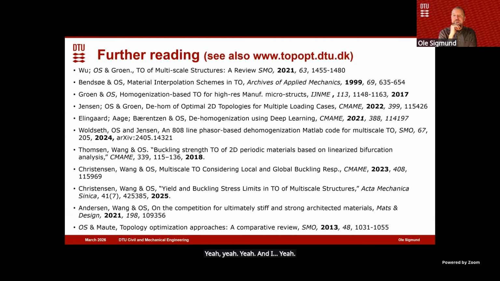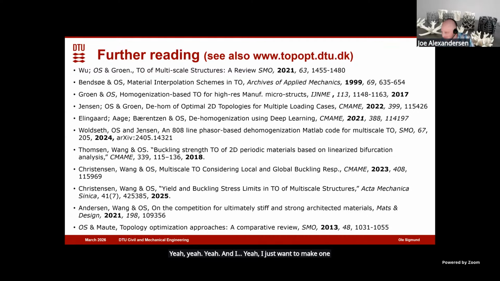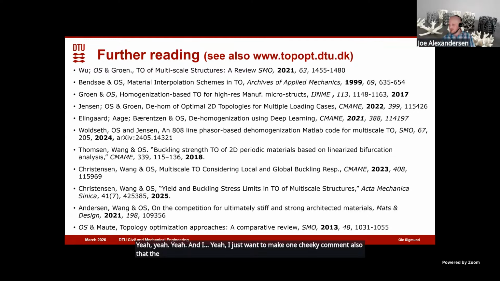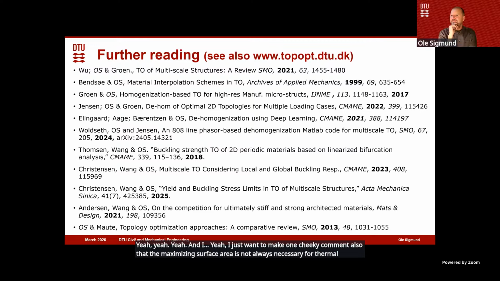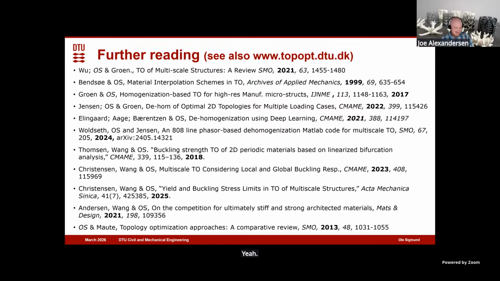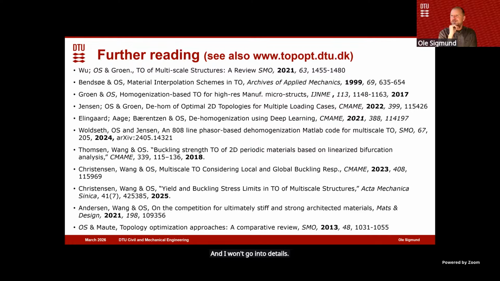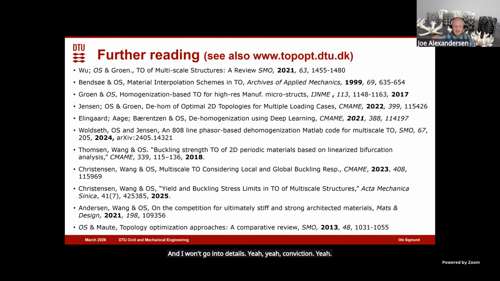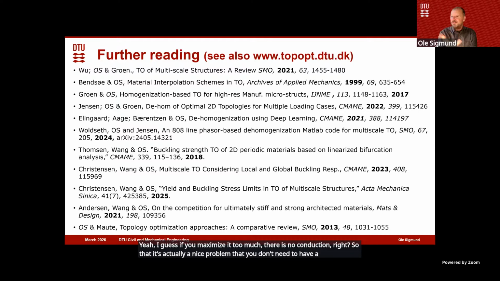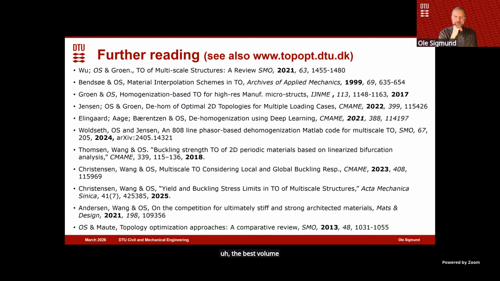I just want to make one cheeky comment also, that maximizing surface area is not always necessary for thermal problems, even though that's what we often learn. I won't go into details, but if you maximize it too much, there's no conduction left, right? So then convection. It's actually a nice problem, because you don't need to have a volume constraint. It should find the best volume itself, right? Yeah.